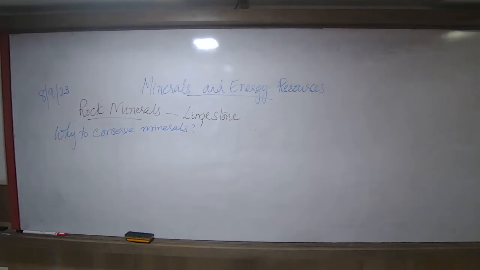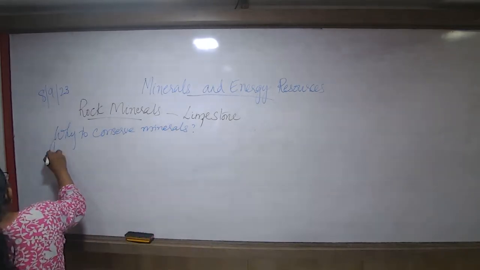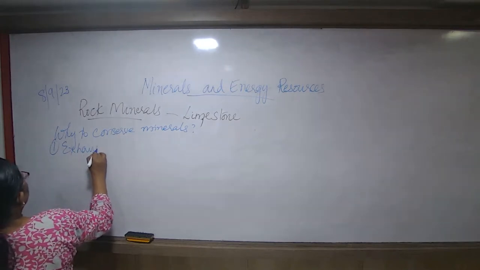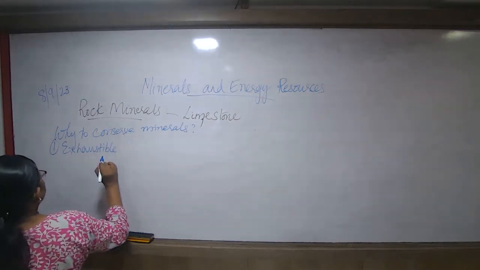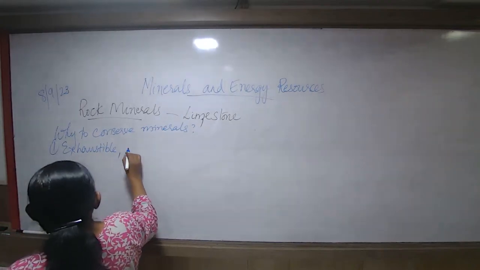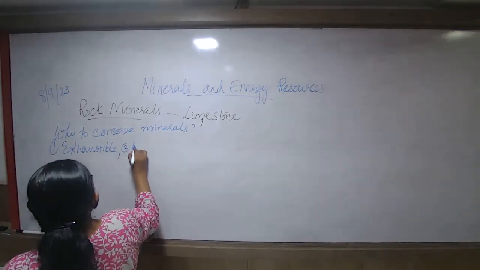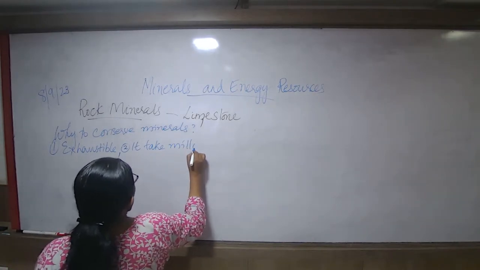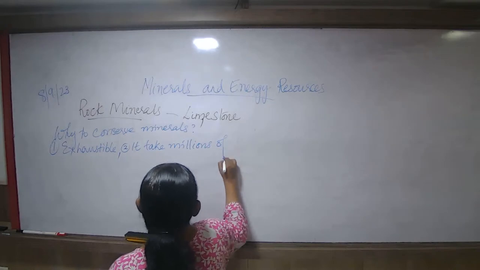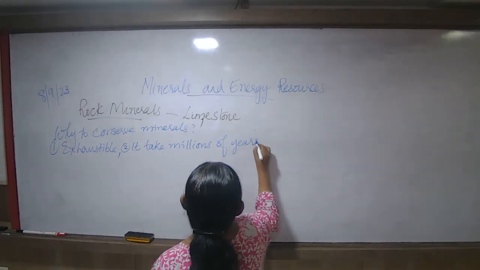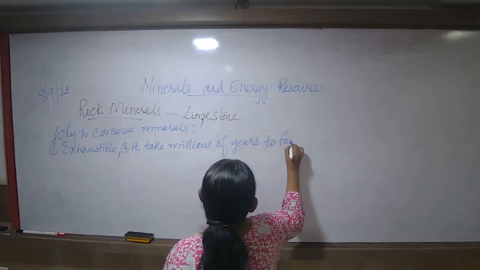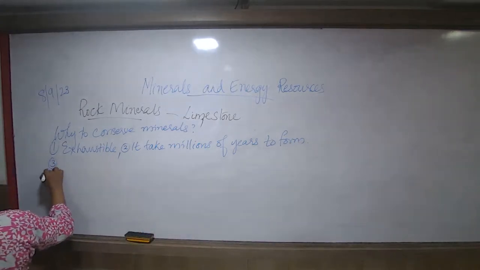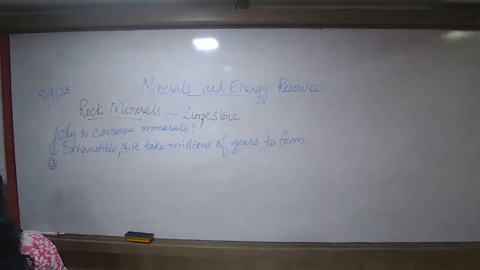So what are the points we have seen? One is that they are exhaustible. Then the second point, it will take millions of years to form. You take down the points, otherwise it is not there.